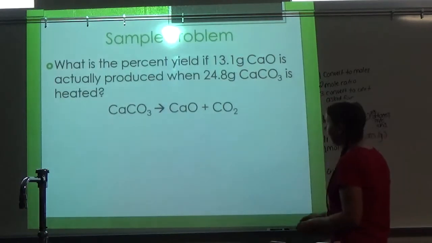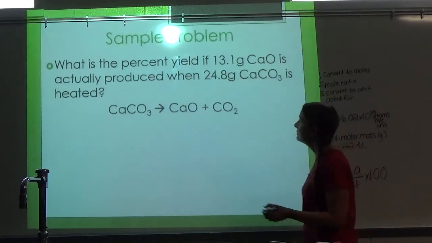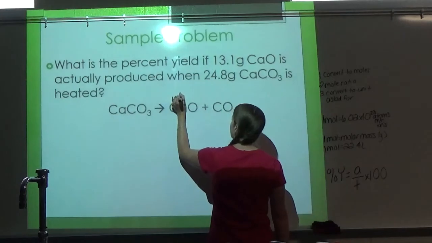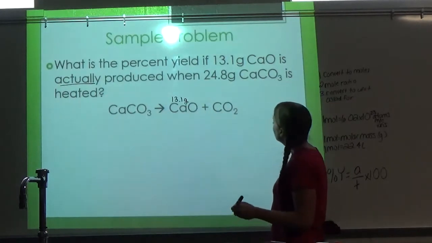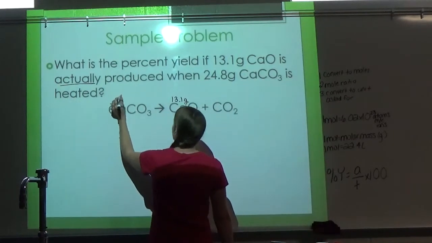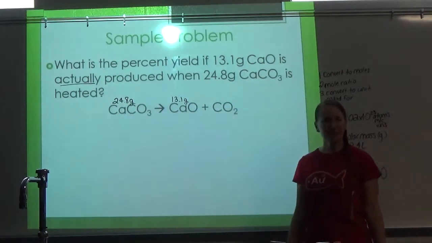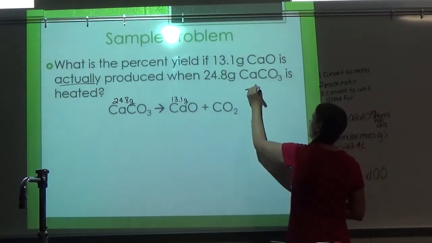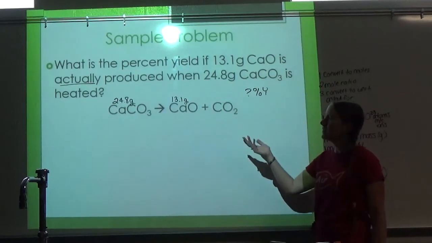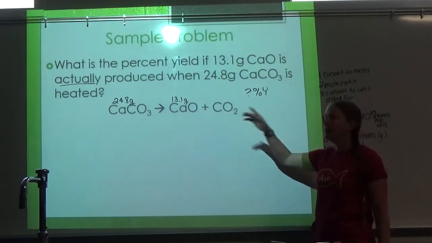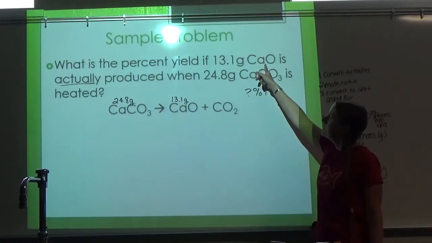So let's look at one of these together. So it says, what is the percent yield if 13.1 grams of CaO is actually produced, I'm going to underline actually here for a second, when 24.8 grams of CaCO3 is heated. Now, it may look a little different because there's no question mark, because technically it was asking for a percent yield. Like, what's the percent yield? So it's like, well, where are we starting and where are we going to? Like, are we going to CO2? The answer is no.